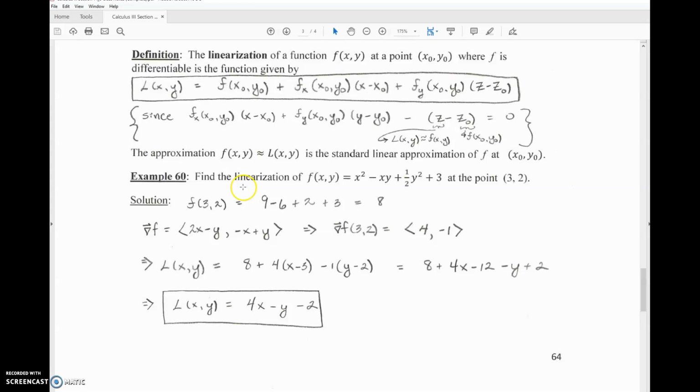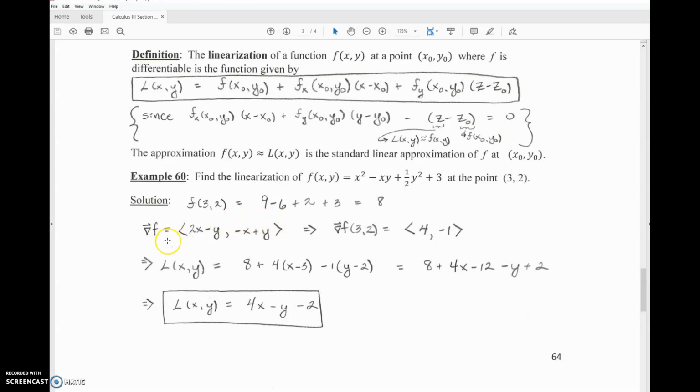So for example, let's say we want to find the linearization of this function, f of x, y equals x squared minus xy plus 1/2 y squared plus 3 at the point 3, 2. That just means we want to find essentially the equation of the tangent plane at that point 3, 2, and then that will be the linearization of the function. Again, I'm solving for z here, but just remember it's always going to be this formula. So it's the function f at x naught, y naught, which is 8 in this case. Evaluate f at 3, 2, I get 8.